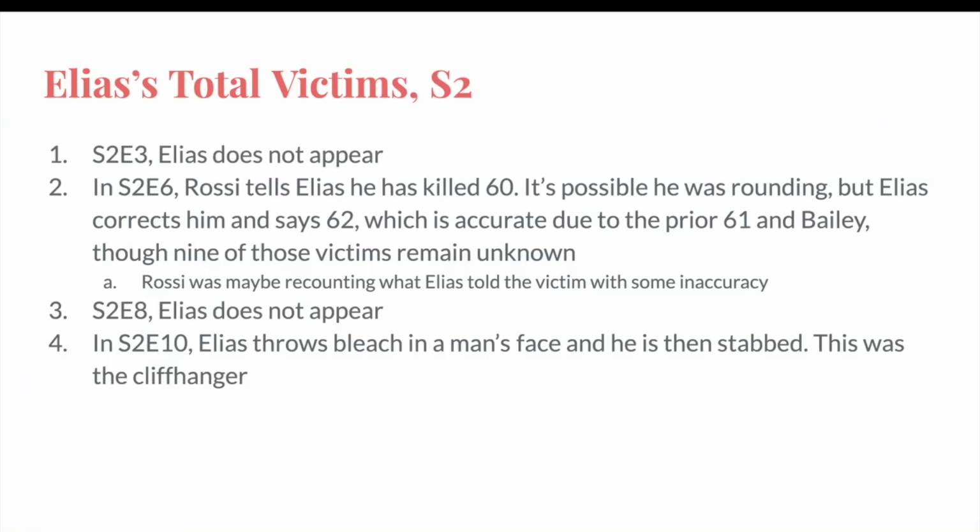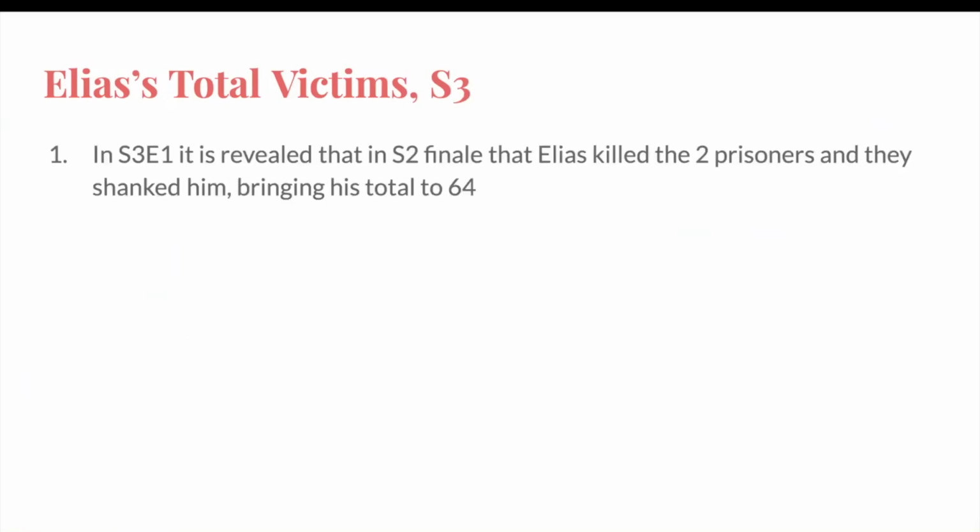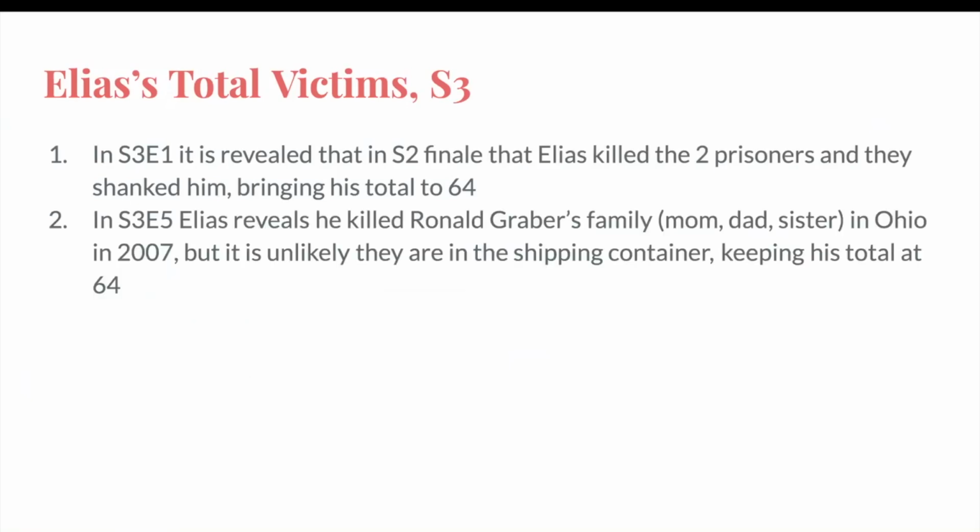I don't remember what I originally wrote down when season 2 aired, but I definitely had to change it when season 3 came out, because in season 3, it is revealed that at the season 2 finale, Elias killed the 2 prisoners, and they did shank him, but this brings Elias' total to 64. In episode 5, Elias reveals that he killed Ronald Graber's family, his mom, dad, and sister, in Ohio in 2007. But it's pretty unlikely that they're in the shipping container in Washington, keeping his total at 64.